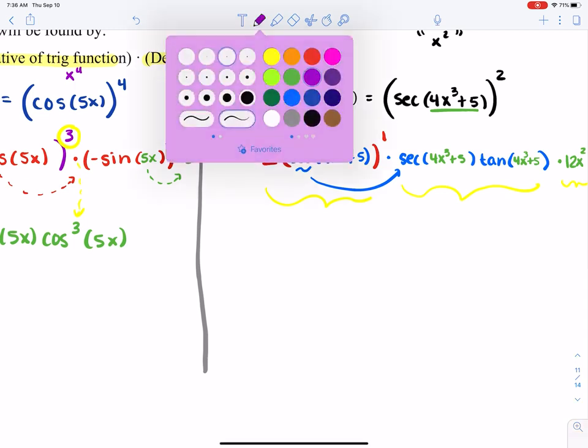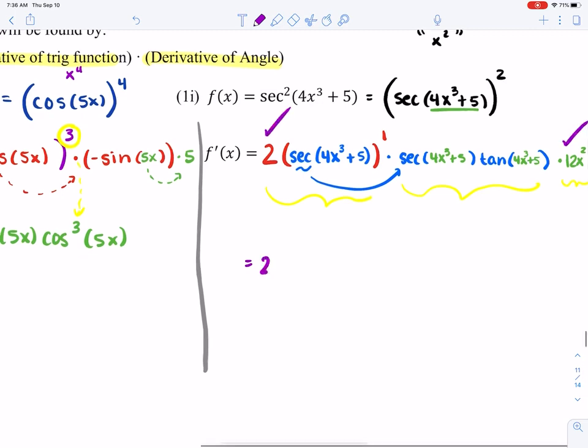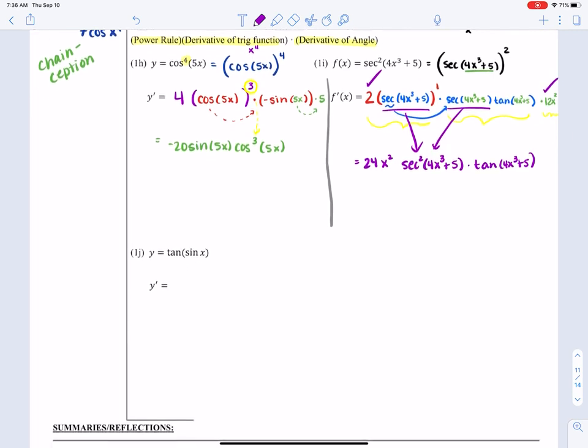So let's clean this up. I see a 2 and a 12, so let's make that 24. Let's put the x squared in the front. Notice you've got a secant to a power of 1 here and a secant to a power of 1 here. So let's combine those and make that secant squared of 4x cubed plus 5. And then finally, tangent of 4x cubed plus 5. So let's finish out with one last example.